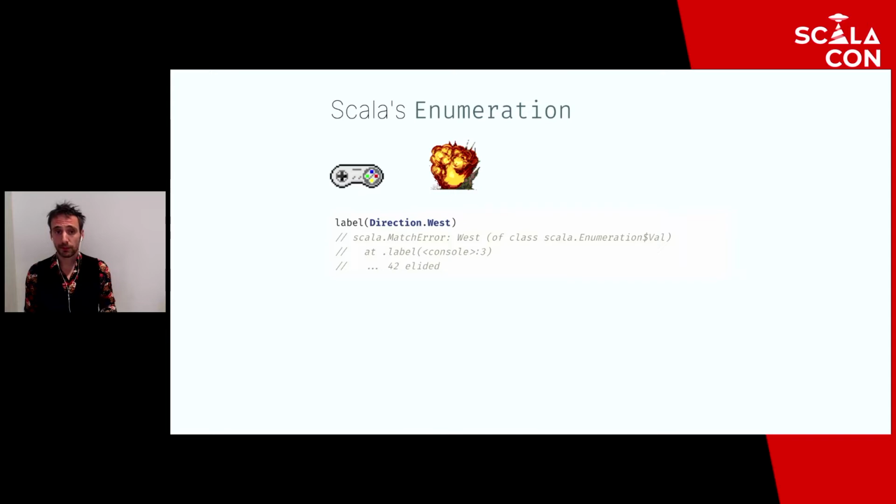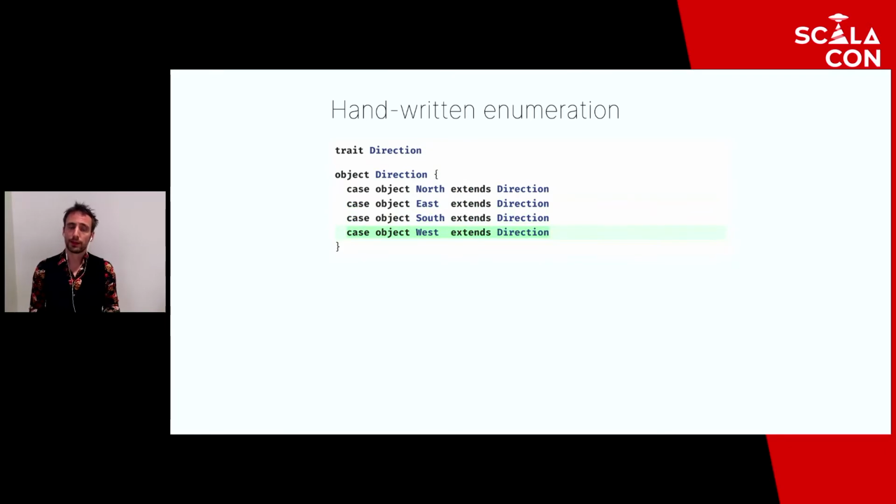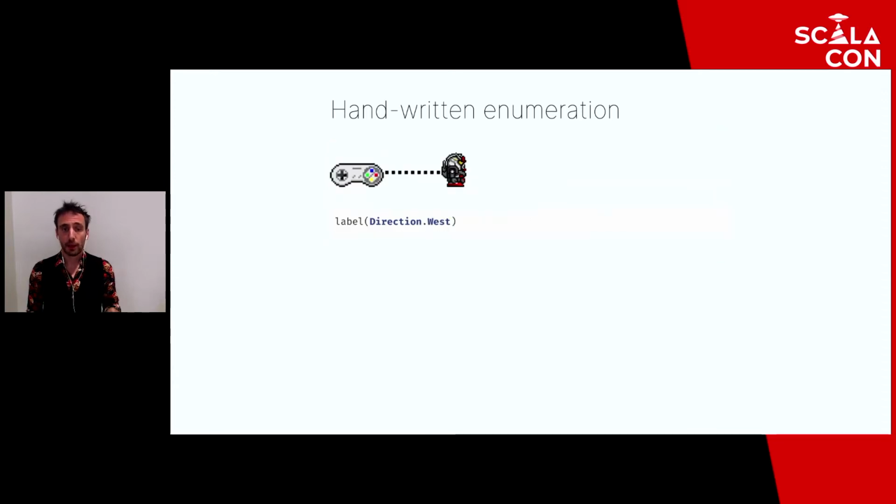But since the standard library implementation doesn't do what we want, we're going to do what any good developer is going to do. We're going to reinvent the wheel. We are going to write our own enumeration. So we do so by declaring a trait Direction that has the following possible values: North, which is Direction, East, South, and West. And now we have a new type, Direction, that only has these four values. And we can try to recompile label, and that unfortunately still compiles and still blows up at runtime.